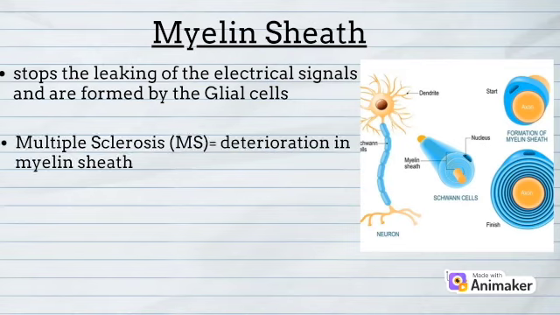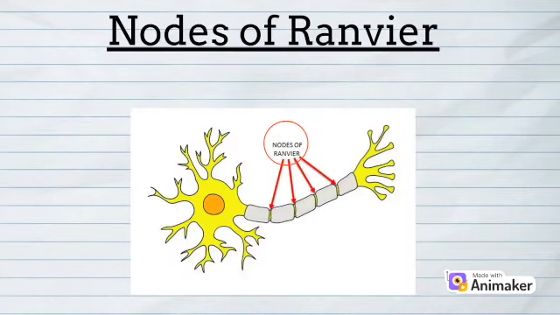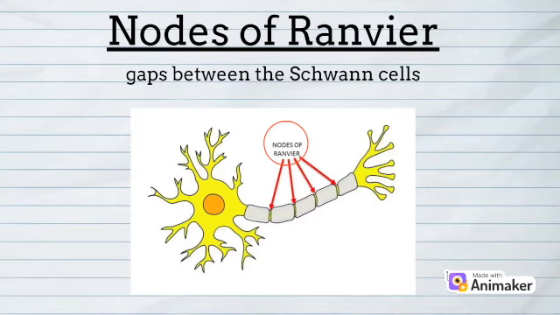Diseases like multiple sclerosis, or MS, are caused by a deterioration in the myelin sheath, which results in a loss of control over muscle movement. Last but not least are the nodes of Ranvier. These are gaps between the Schwann cells.